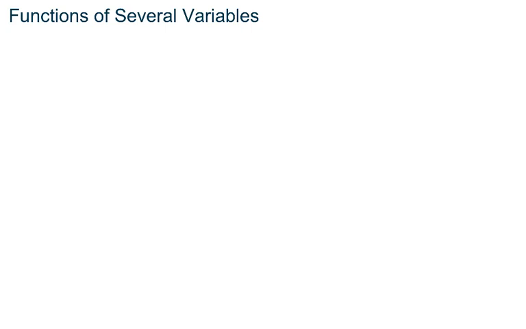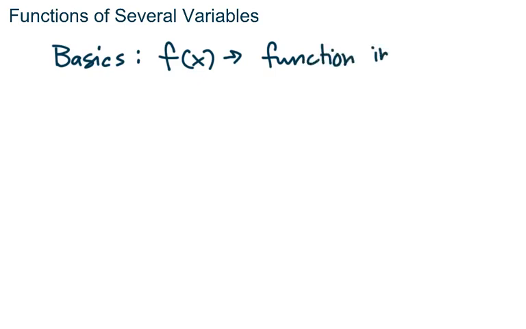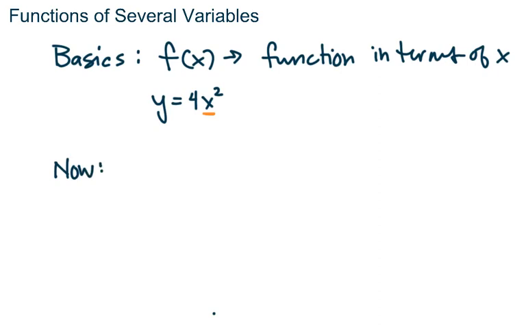So let's get into some basics and think about what we know regarding regular functions. A function in terms of x, if we say f of x, that is a function in terms of x. An example of this might be y equals 4x squared. And what you notice is we have y in terms of only one variable. So now what we're going to discuss, we're going to expand on that.